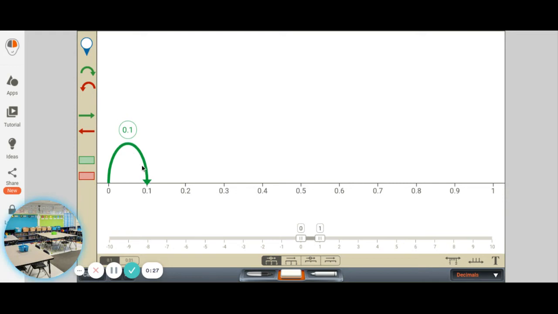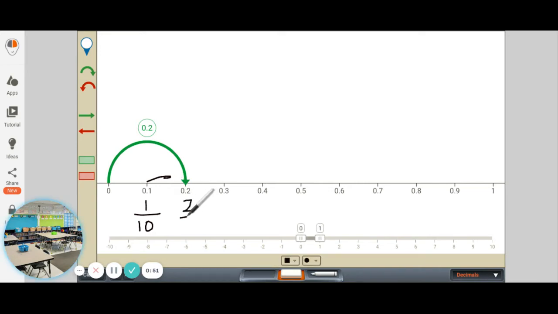From here to here is 1/10. As a fraction, that would be written as 1/10. As a decimal, it would be written as 0.1 like this. Now, just like when we did our fractions, after 1/10 came 2/10.